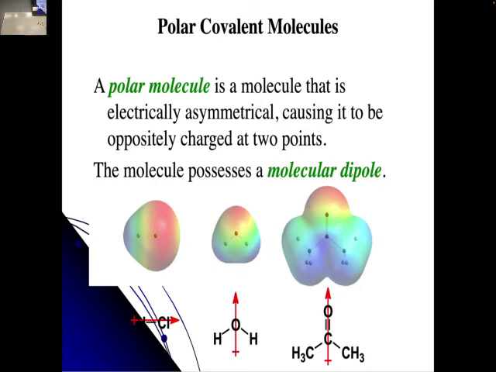You can have molecules that are nonpolar that have polar bonds, and we'll see that in just a moment. But because water is bent, it has a dipole. The oxygen is more negative, and down here between the two hydrogens is more positive. So you end up with a dipole.